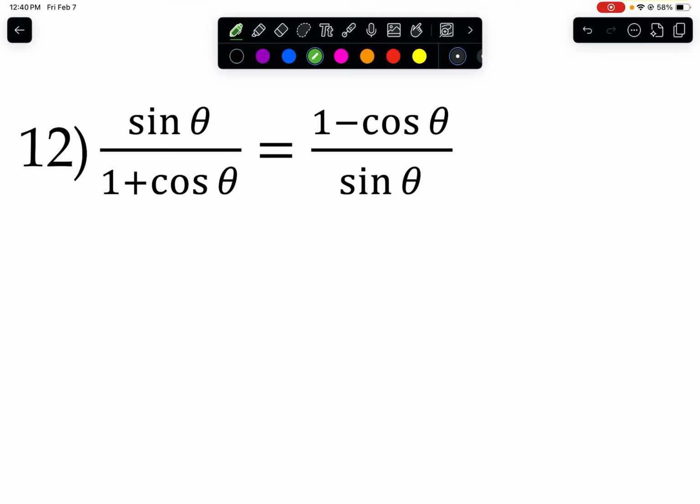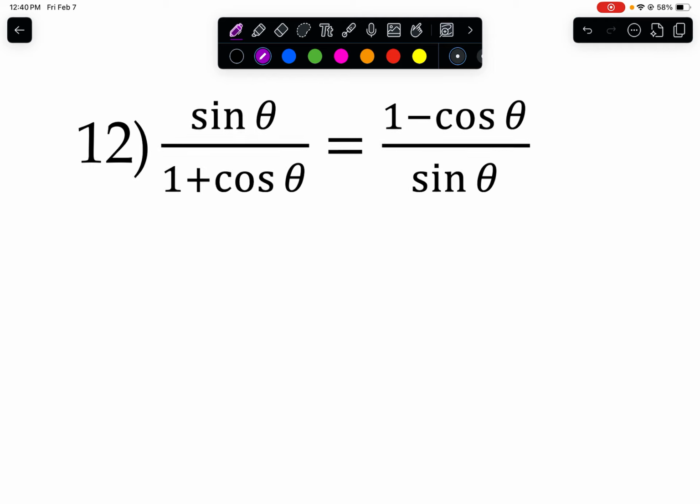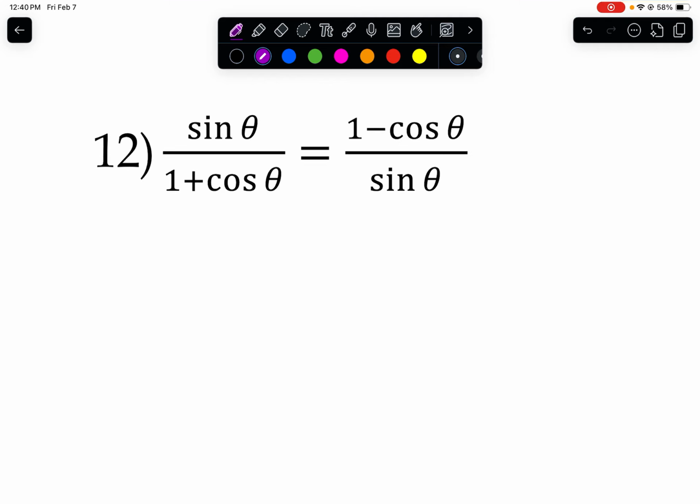Number 12. I'm so tired. Okay, number 12.